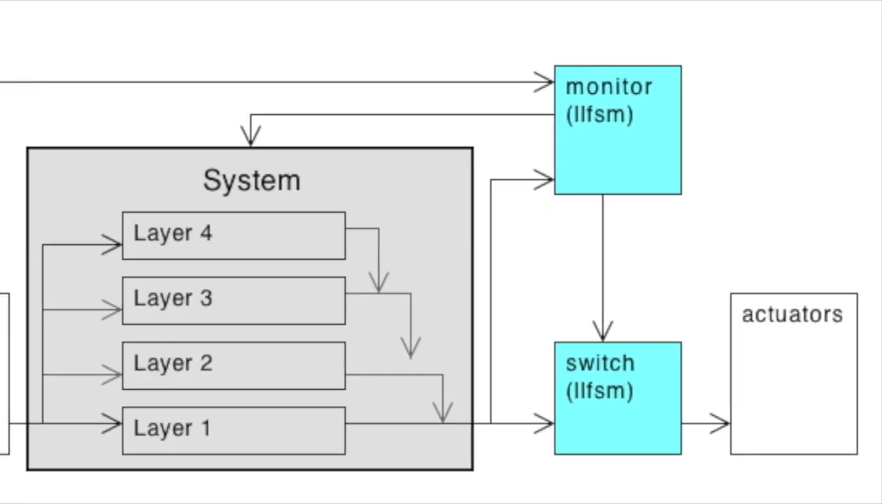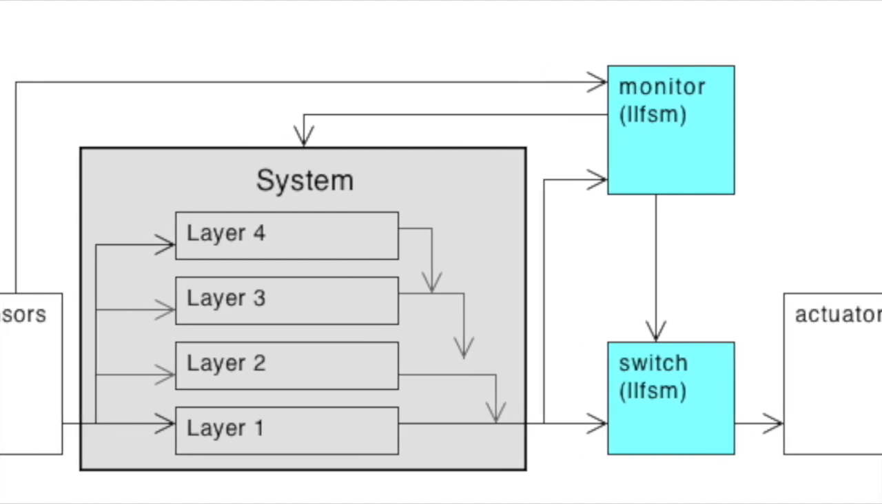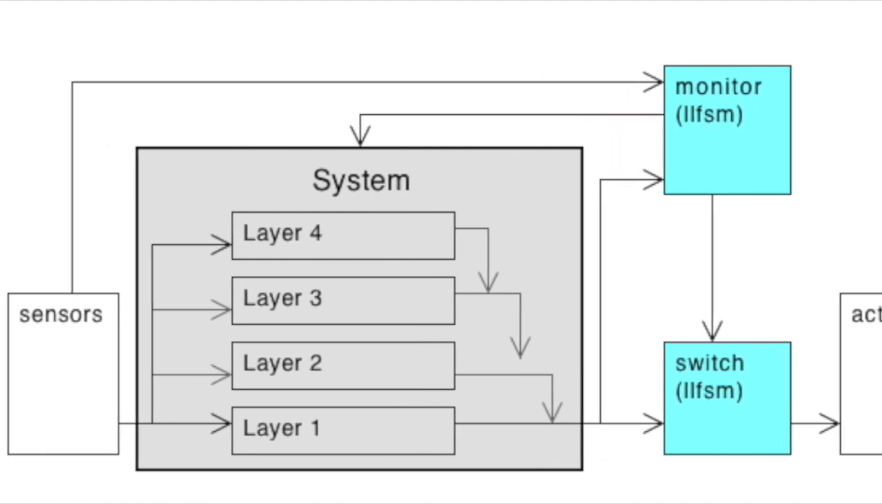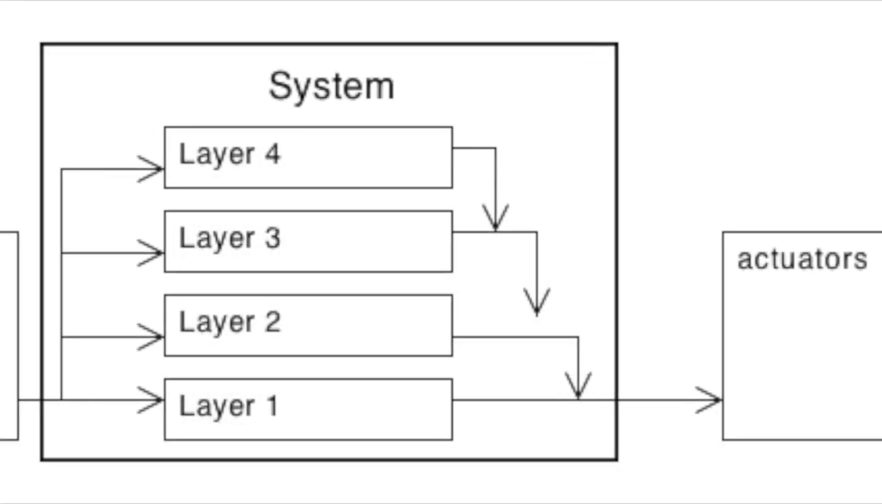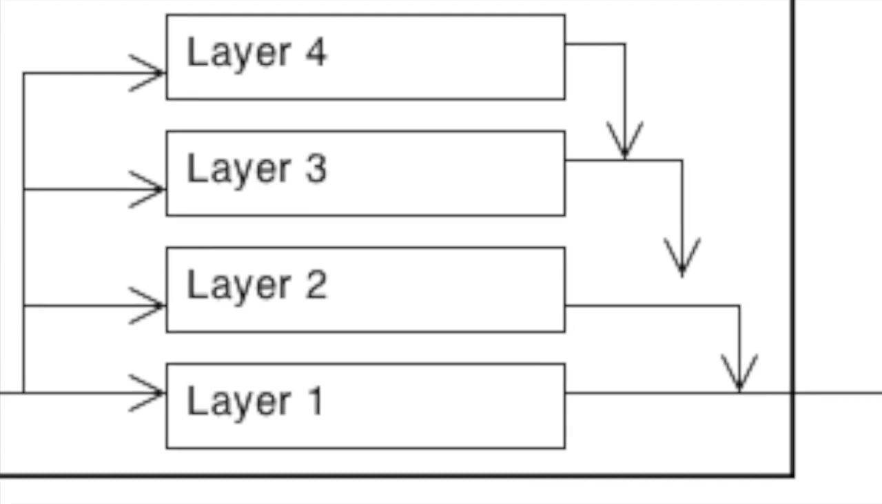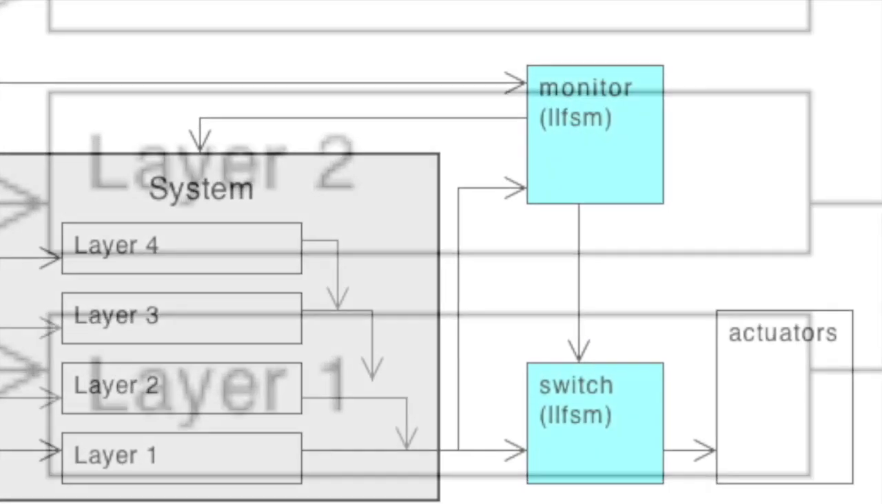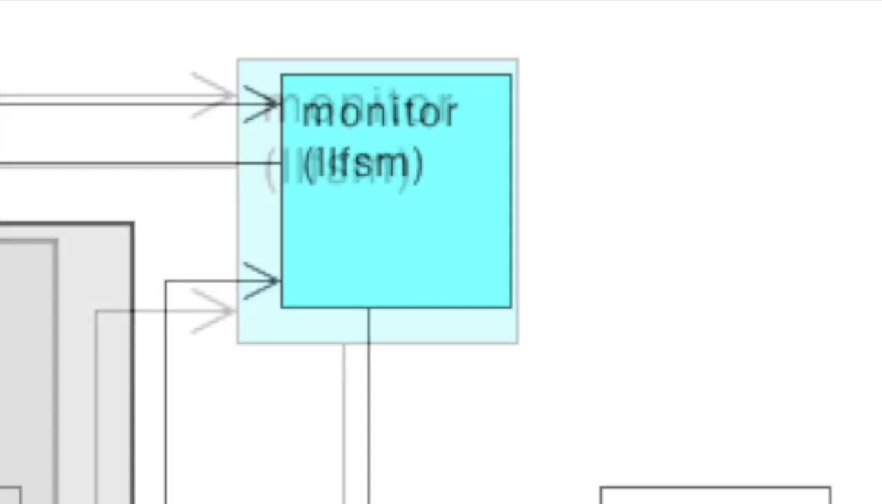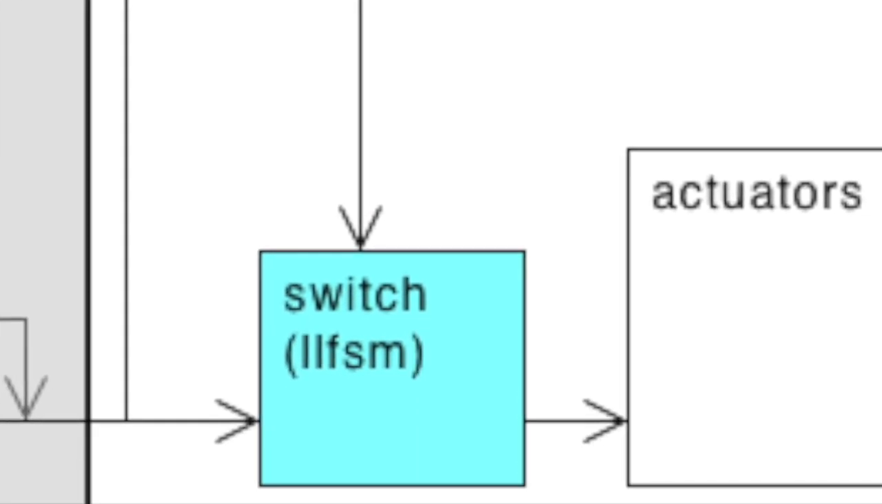We use a novel software architecture to provide runtime verification against dangerous positions of the arm while moving. The architecture is inspired by the subsumption architecture. However, lower layers are not considered complete or correct. The monitor behavior and the subsumption switch are also logic-labeled finite state machines.